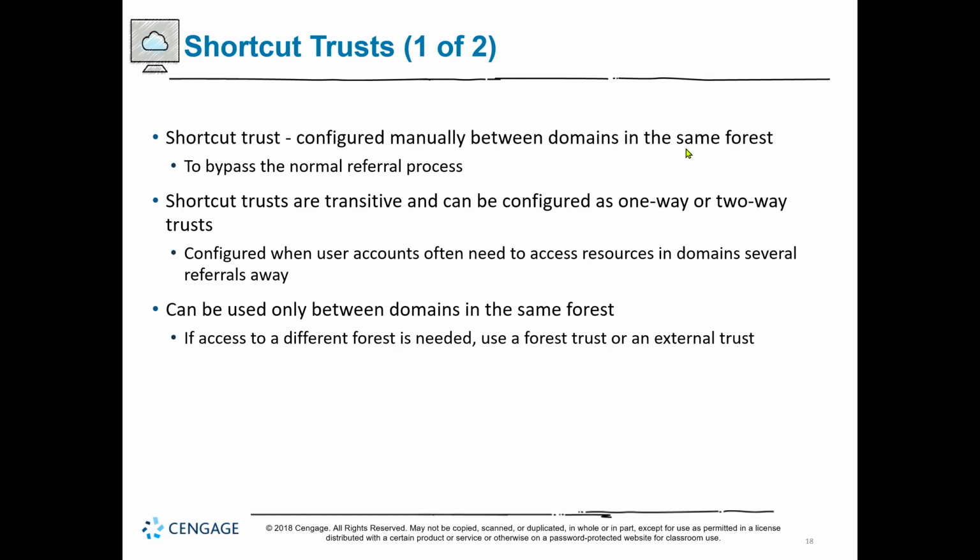Okay, shortcut trusts. These are configured manually between domains in the same forest to bypass the normal referral process. Shortcut trusts are transitive and can be configured as one-way or two-way. They are configured when a user account often needs to access resources in domains several referrals away. So if you know that, we'll just use letters.